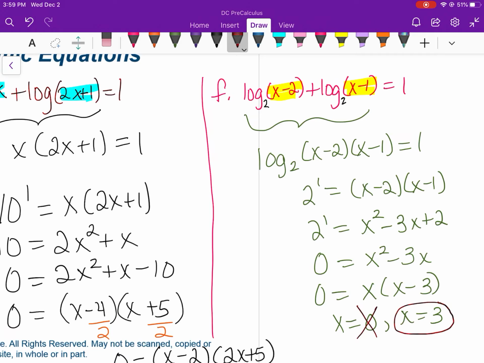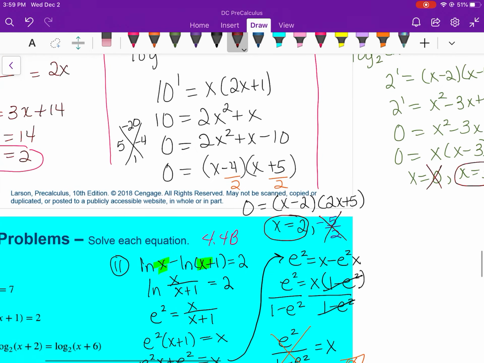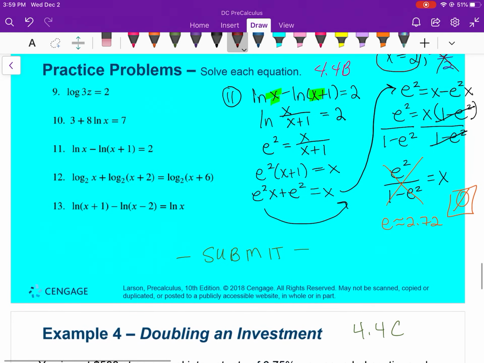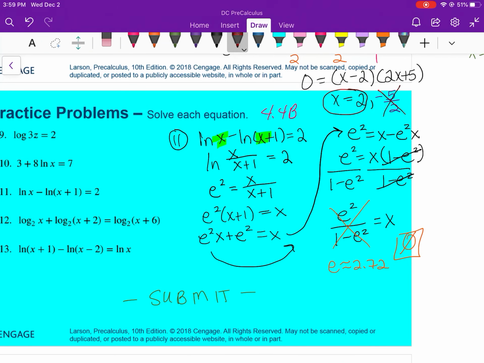The 0 does not check, but the 3 does. You have 5 practice problems to do, and we did number 11 together. So I'll just walk you through the steps for number 11 real quick. There's also a web assignment that you need to complete as well.